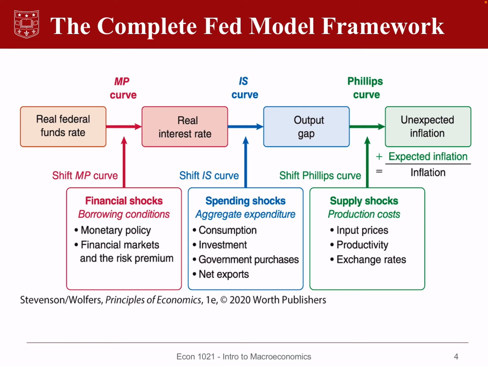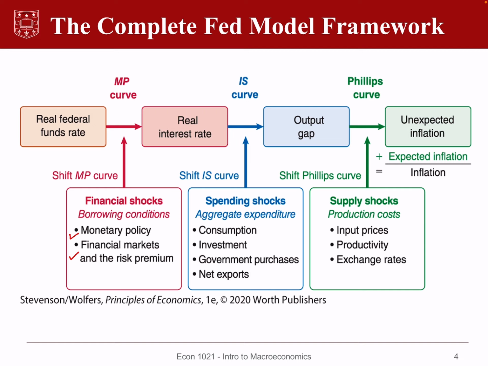And so, again, I'm not going to go back and rehash many weeks worth of notes. Please refer back to earlier notes to remind yourself that the MP curve can shift because of either monetary policy or changes in financial markets. So these are things that we would think of as being financial shocks in the macroeconomy. The IS curve is going to shift when there are spending shocks, when there are changes to aggregate expenditure. So consumption, investment, government expenditures, and net exports are the underlying determinants of aggregate expenditure.